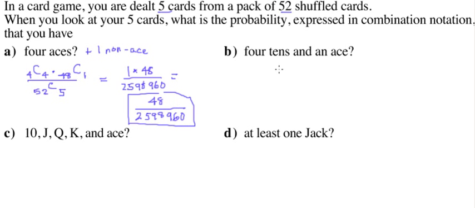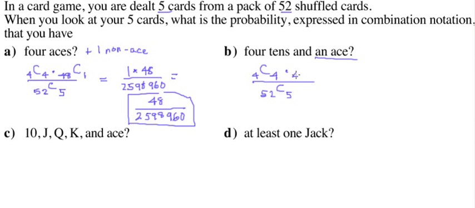How about 4 tens and an ace? Same denominator as before, 52C5. Now, the chance of 4 tens is the same as 4 aces or 4 fives or anything else. It's 4C4. Or I shouldn't say the chance. The number of ways you can get 4 tens is 4C4. Now, they're specific about this card. It's not just a non-10. It has to be an ace.